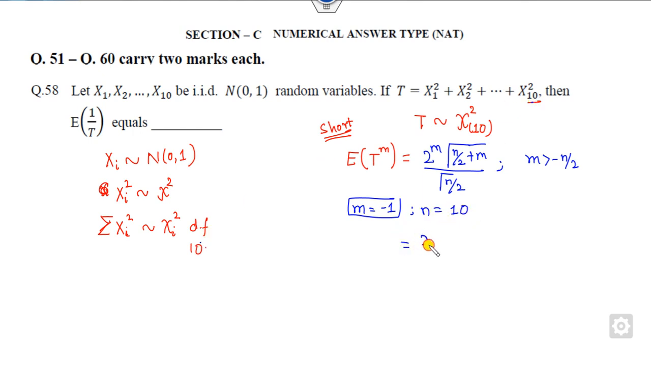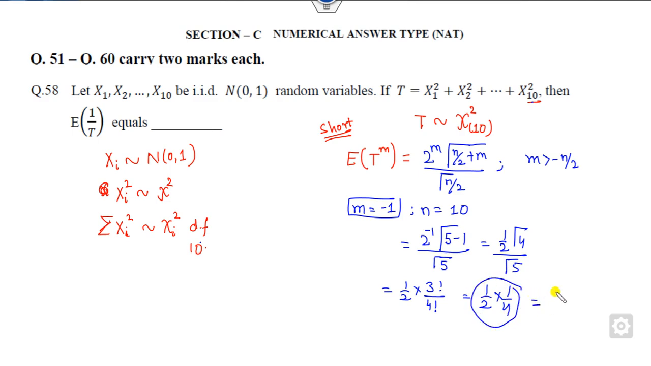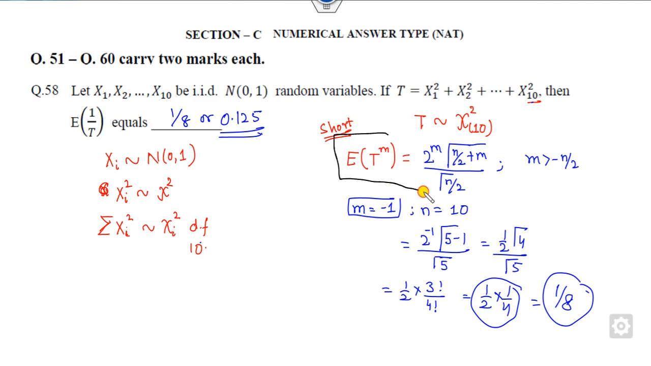So you can substitute here 2 raised to power minus 1, and n by 2 is 5, so gamma of 4 over gamma of 5. So this is 1 by 2 times gamma function of 4 over gamma function of 5. Gamma function of 4 is 3 factorial, and gamma of 5 is 4 factorial. So 1 by 2 of 1 by 4 is 1 by 8, the right answer, or you can say it's 0.125. So remember, this is the shortcut trick for you to solve problems in case of chi-square variance.